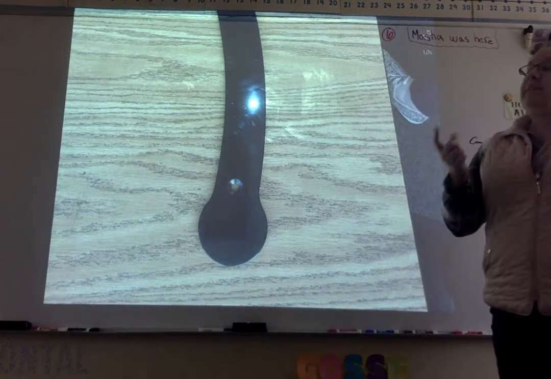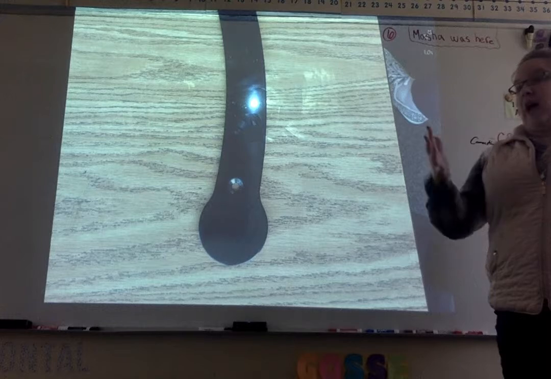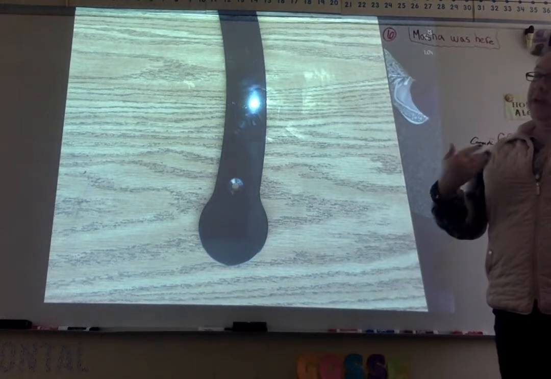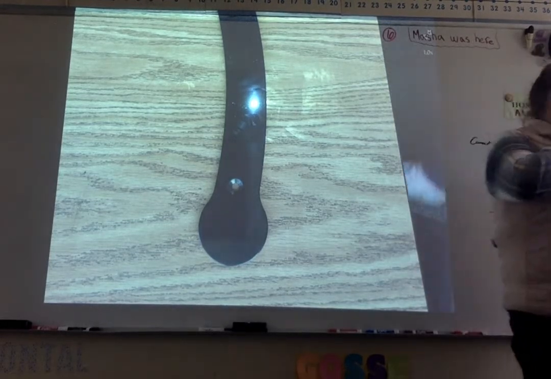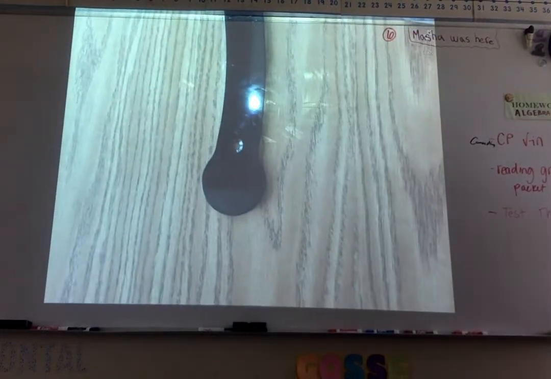Usually isn't, but some students find connecting X and Y to input and output a little bit more difficult. Okay. So again, we're going to be doing reading graphs. And this is page 6 in your notebooks.